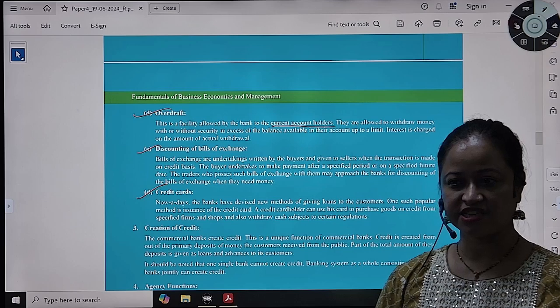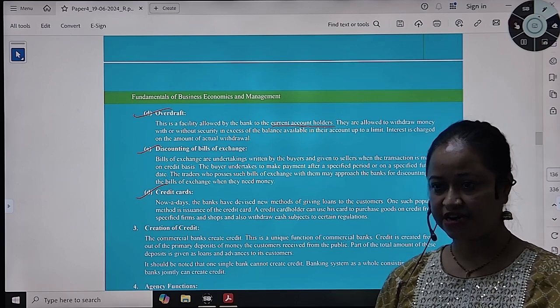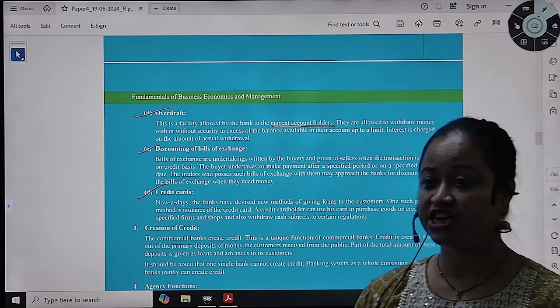लेकिन अभी खर्चा करते करते आपके पास बस 10,000 रुपया है. तो you can use your credit card. But there is a limit to that credit card. That also depends upon the credit worthiness of the person.